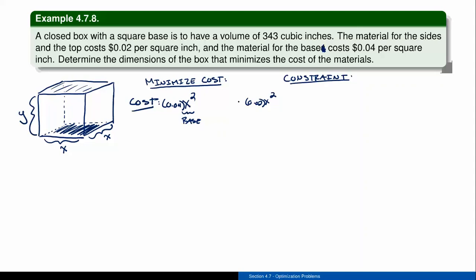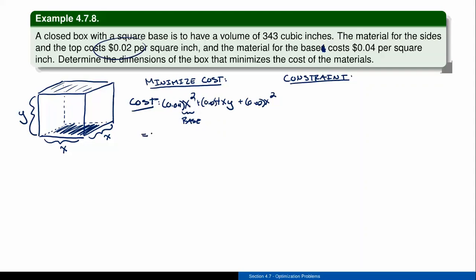In the middle of all of this I'm going to have basically 4 pieces, all of which have an area of x times y. So I have an x times a y, and I also have a 4 in front of that to represent the 4 sides. And then the very last part is the price of that component, which is the same as the top, that 0.02.